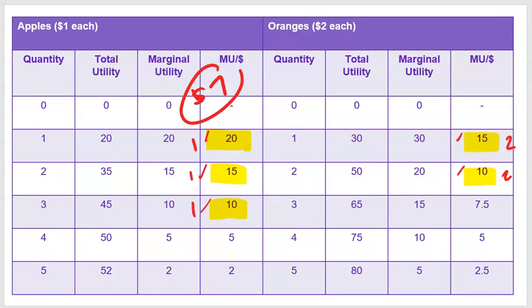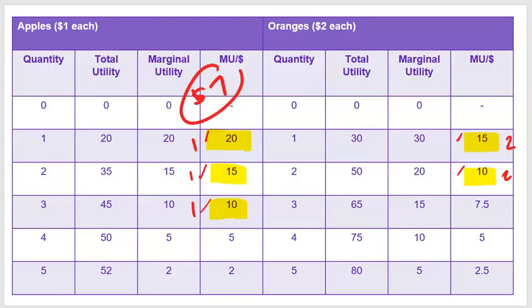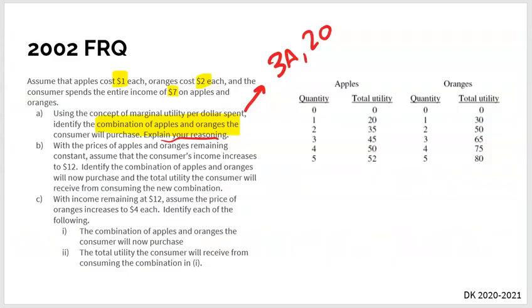So if we're going back, right, what is the ideal combination? Well, it's going to be 3 apples and 2 oranges. And then it asks you to explain your reasoning, right? So you're going to actually have to do that with words, but for sake of space, I'm not going to do that. All you would have to do is just sort of explain in words what we just did on this graph here.